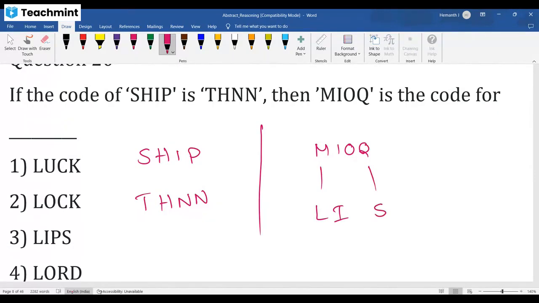This is I +5 is N. 9 +5 is 14. Then T will come. So if it is thin, then what will happen? If it is middle letters as it is, or put that in ascending order, descending order, that also no. THNN is not in ascending order, descending order. MIOQ. Guys, what's the thing? Is it swapping? 8 + 6, 14. 9 + 6, 15. O. That also not there. Next letter L, O, next letter is N. That's also not there. What logic?